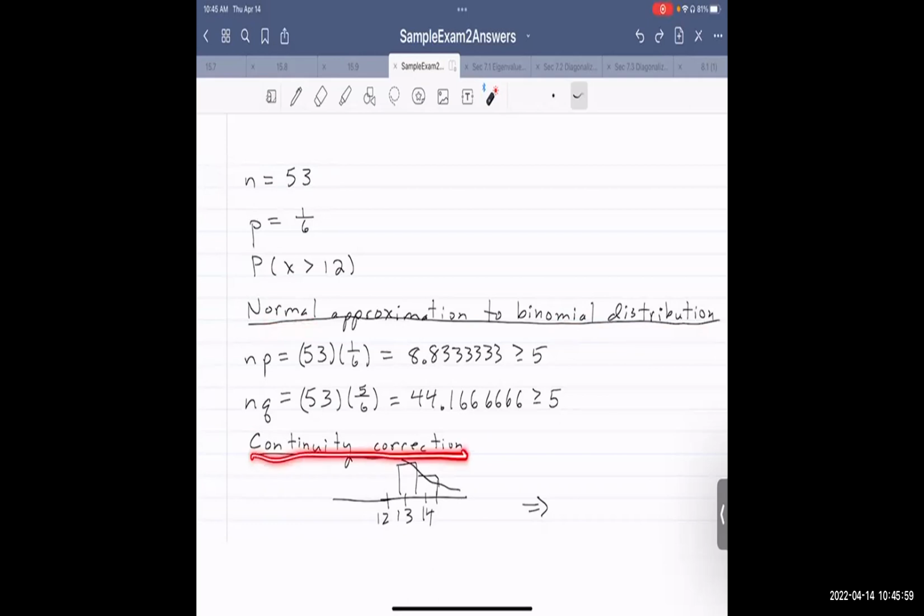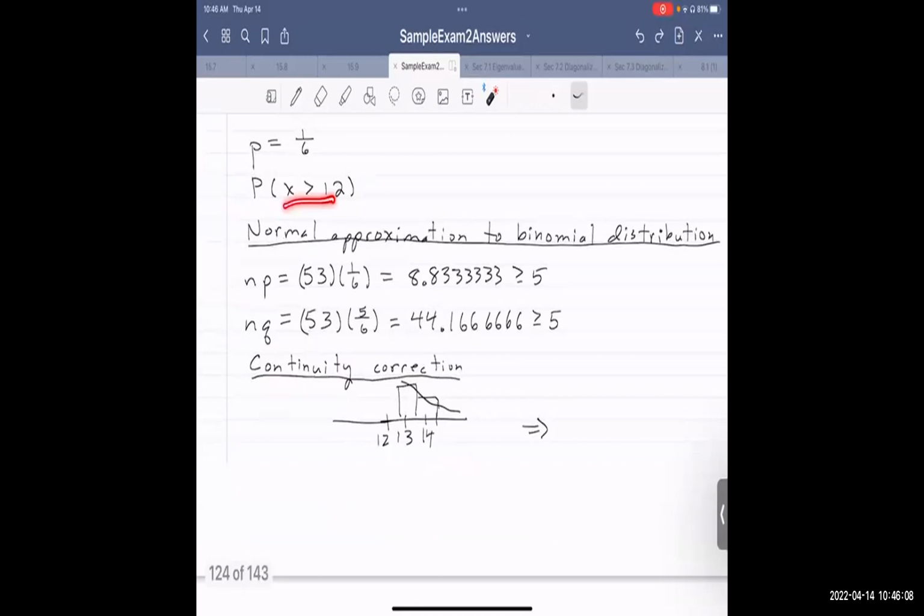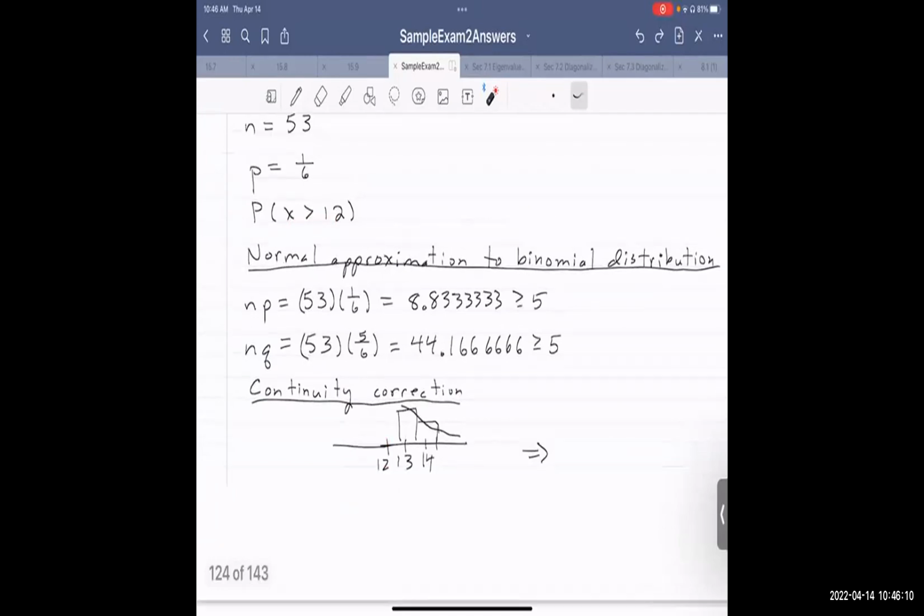Therefore, let's invoke continuity correction. And so we want to be greater than 12. So we're starting greater than 12, which means that if I look at a continuous approximation, the continuous approximation is actually starting at 12.5, halfway between 12 and 13.